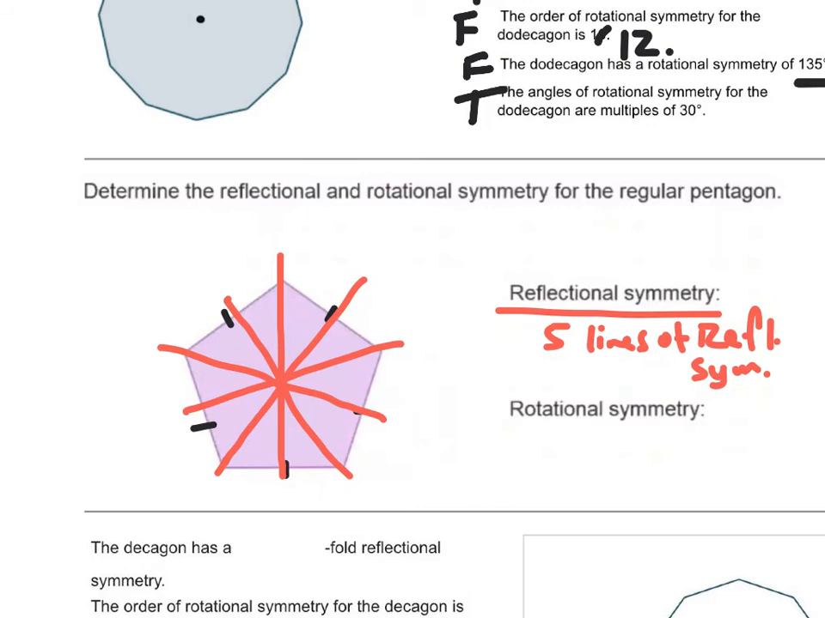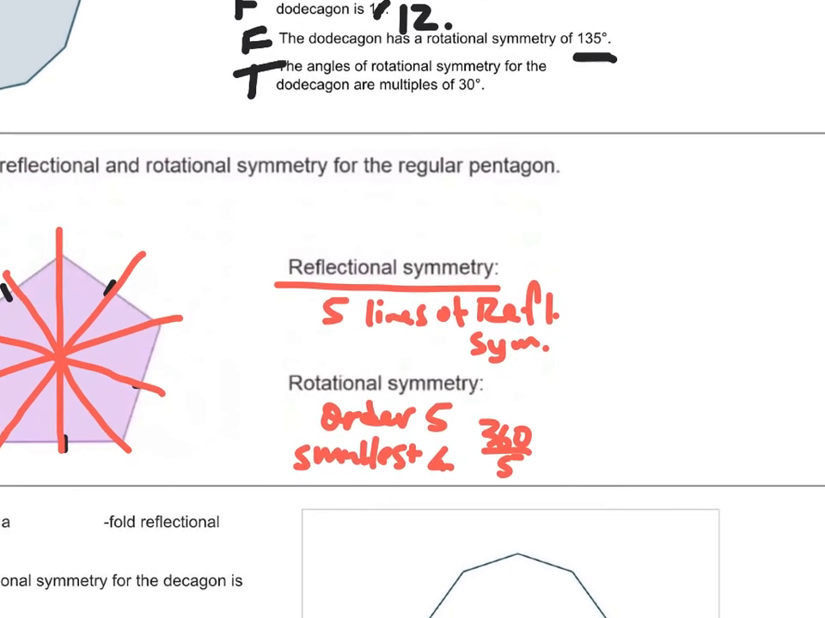Rotational symmetry means that this is order 5, and my smallest angle would be 360 divided by 5, which is going to give us 72. So 72 degrees would be my smallest angle.